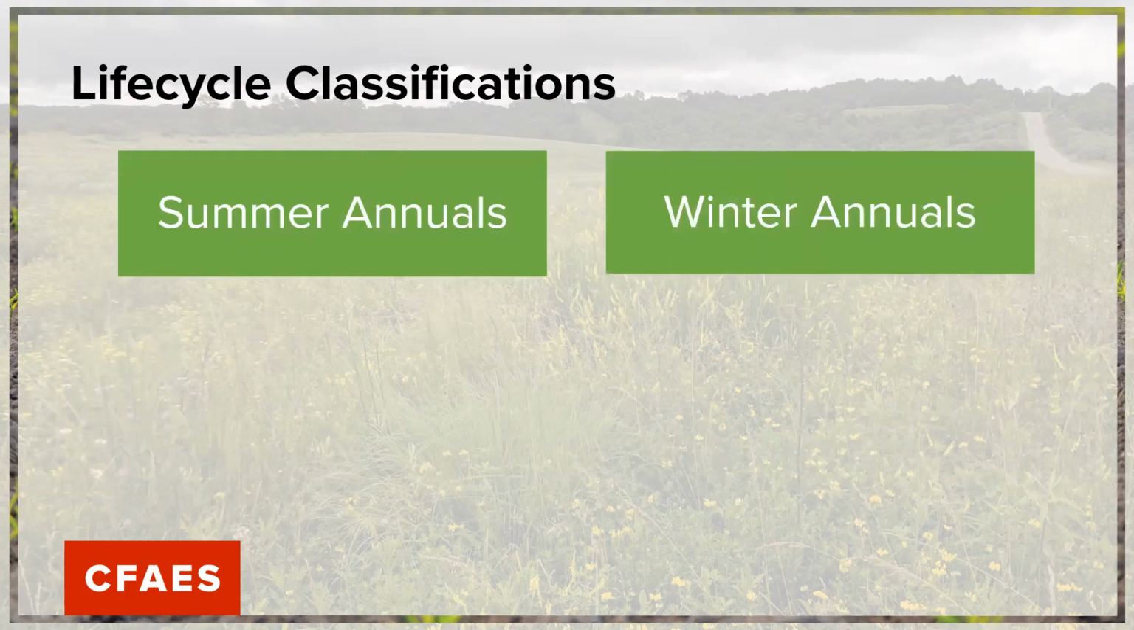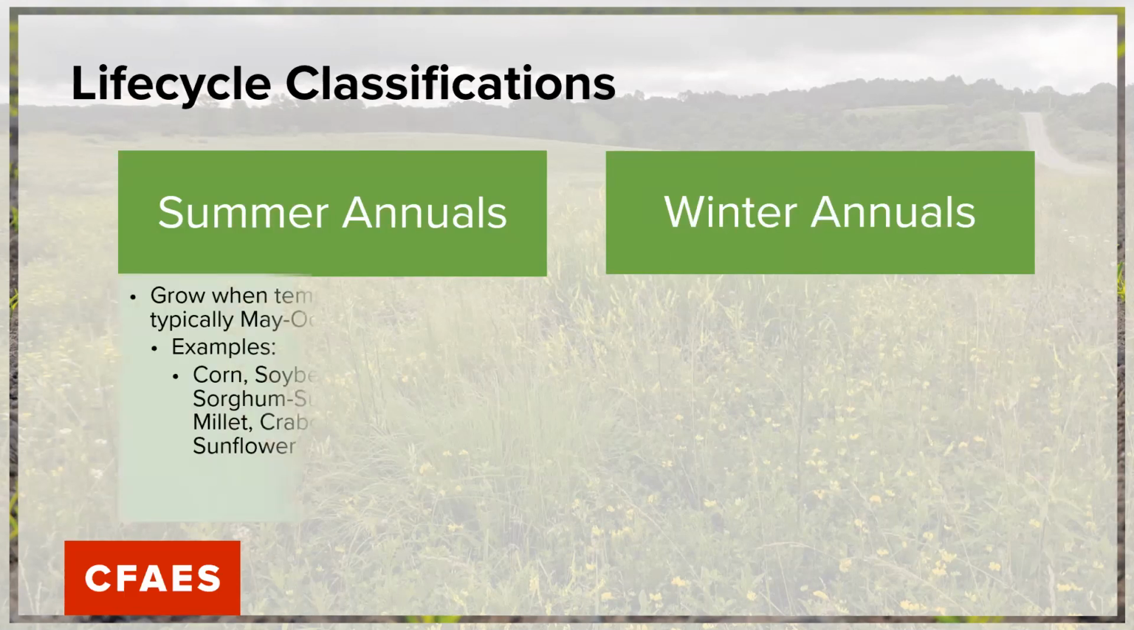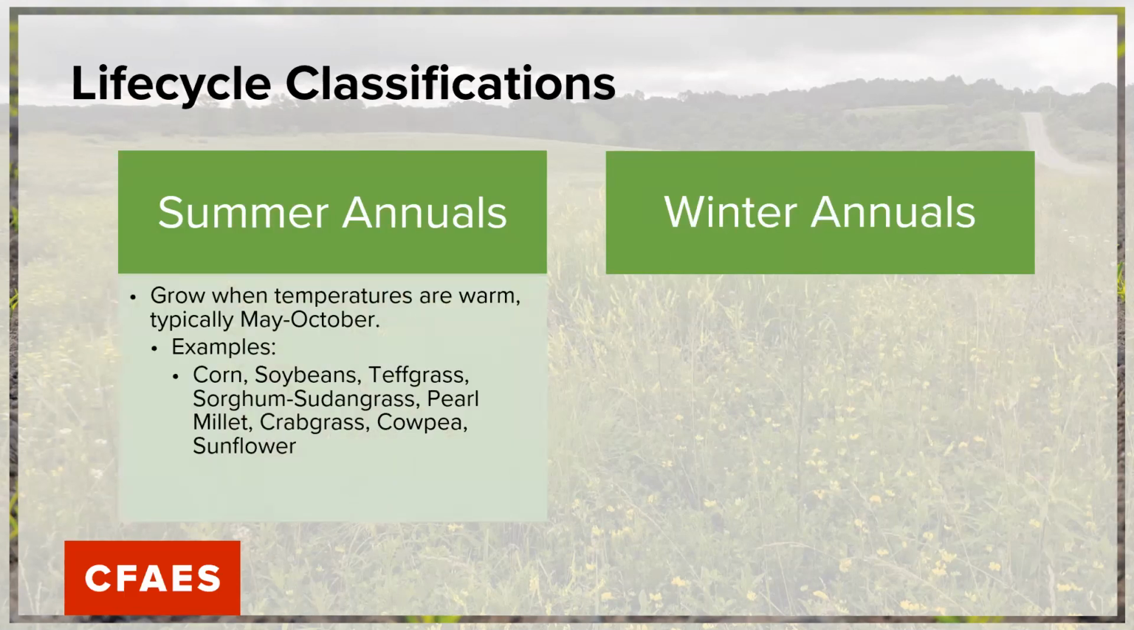So let's talk some more about those annual plants. We can classify them into two categories of either summer annuals or winter annuals. As the name implies, our summer annuals are those that will grow when the temperatures are pretty warm. Usually we will see most of the growth occur in the state of Ohio between the months of May and October.